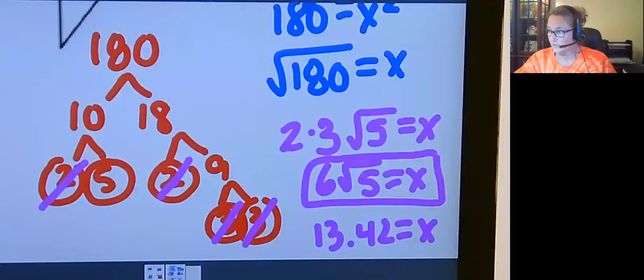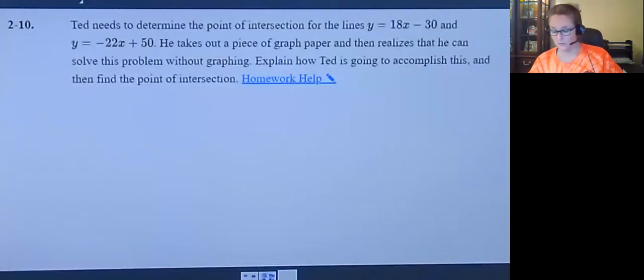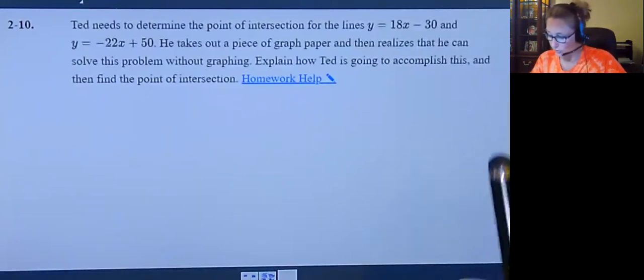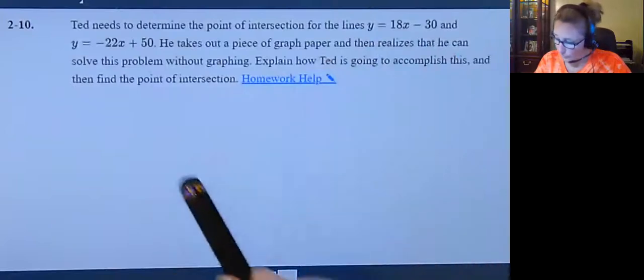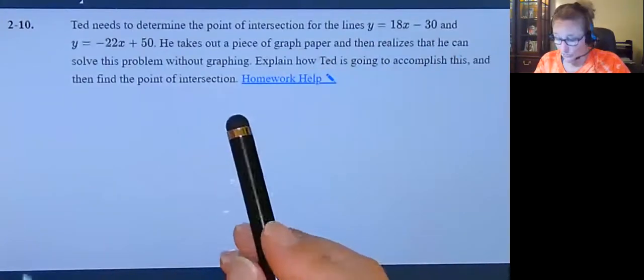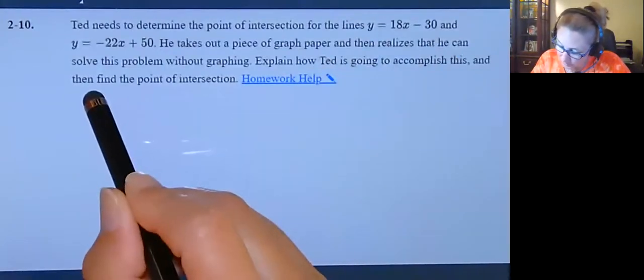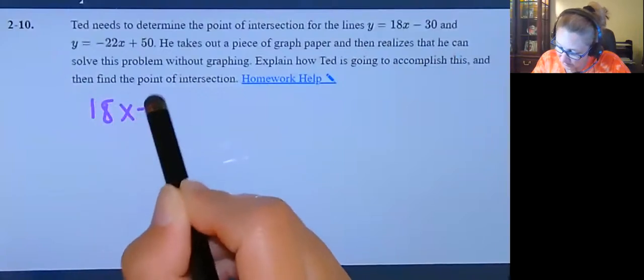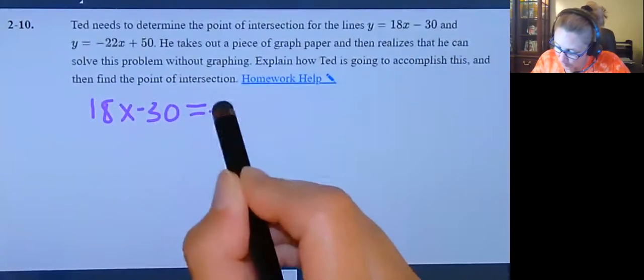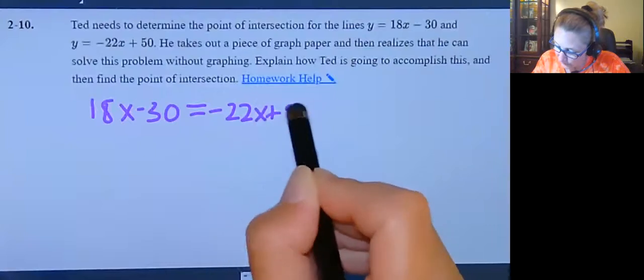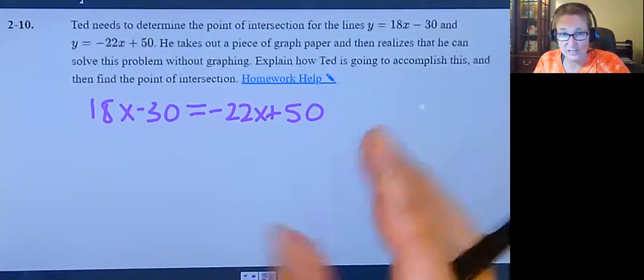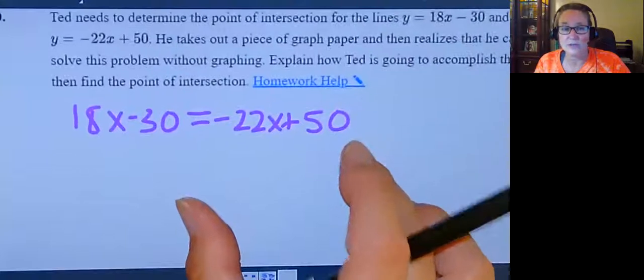And then the last set. So on these last two problems here, this one is asking us to find the point of intersection of these two lines. But they want us to do it without graphing, and so we need to explain how to. So when you have two lines and they're both in y equal form, we call it equal values. You can set the two equations equal. So I'm going to take 18x minus 30 equals negative 22x plus 50, and I'm going to solve for x, for the x coordinate of my point of intersection.